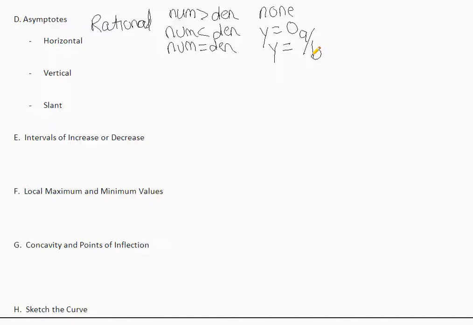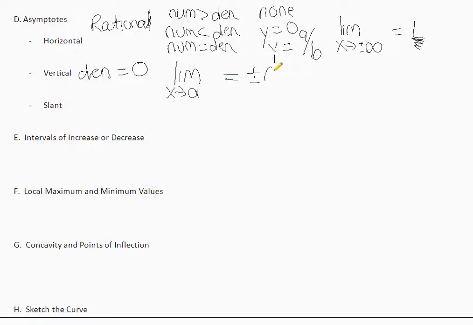Okay. We also know with horizontal asymptotes that if I take a limit of the function as x goes to positive or negative infinity, whatever number I get is your horizontal asymptote. Vertical asymptotes are when the denominator equals 0, where in your limit statement, as x approaches the asymptote, the function would go to either positive or negative infinity. So in this limit statement, y equals L is your asymptote. Over here, x equals A is your asymptote.